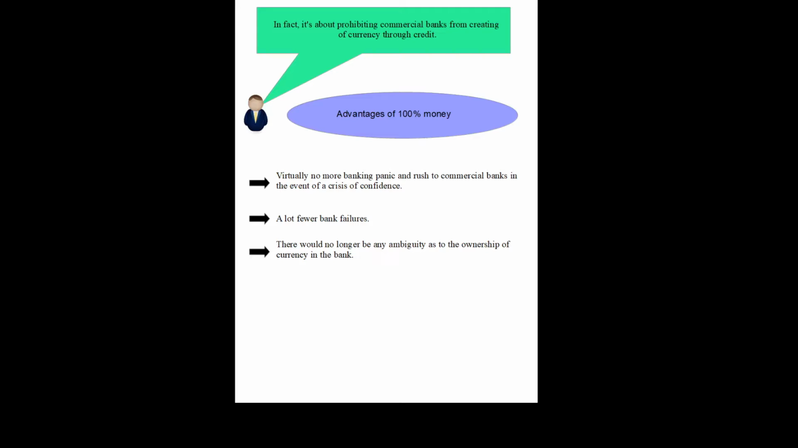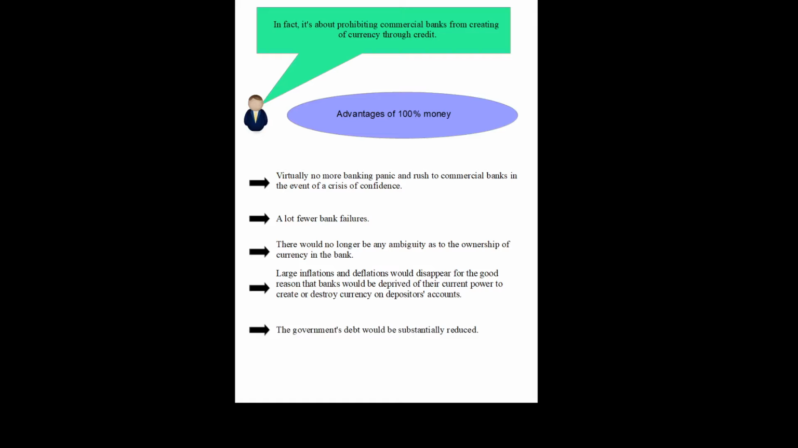There would no longer be any ambiguity about the ownership of currency in banks. The currency in sight deposit accounts would legitimately belong to the depositors. Currency in investment accounts would belong to the bank for the entire time it is invested. Large inflations or deflations would disappear for the good reason that banks would be deprived of their current power to create or destroy currency in deposit accounts through credit. Finally, government debt would be substantially reduced.